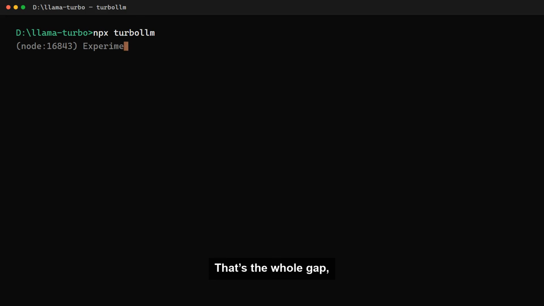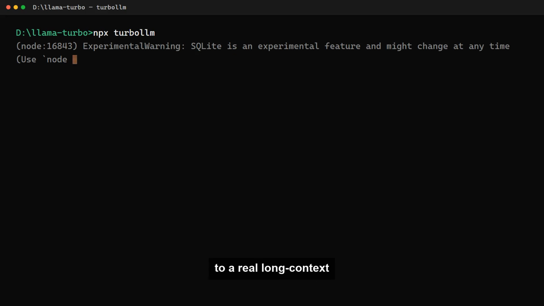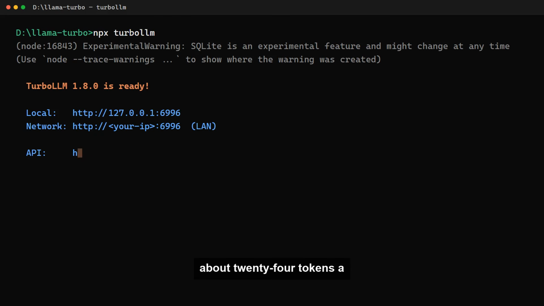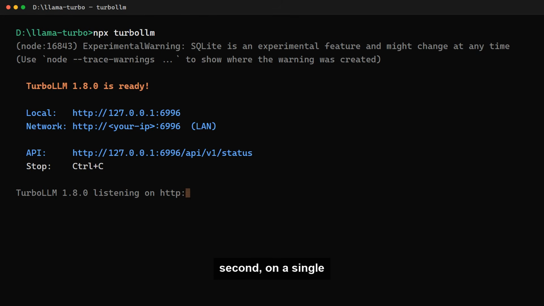That's the whole gap, from a stalled load to a real long context 27B model running at about 24 tokens a second on a single 16 gigabyte card.